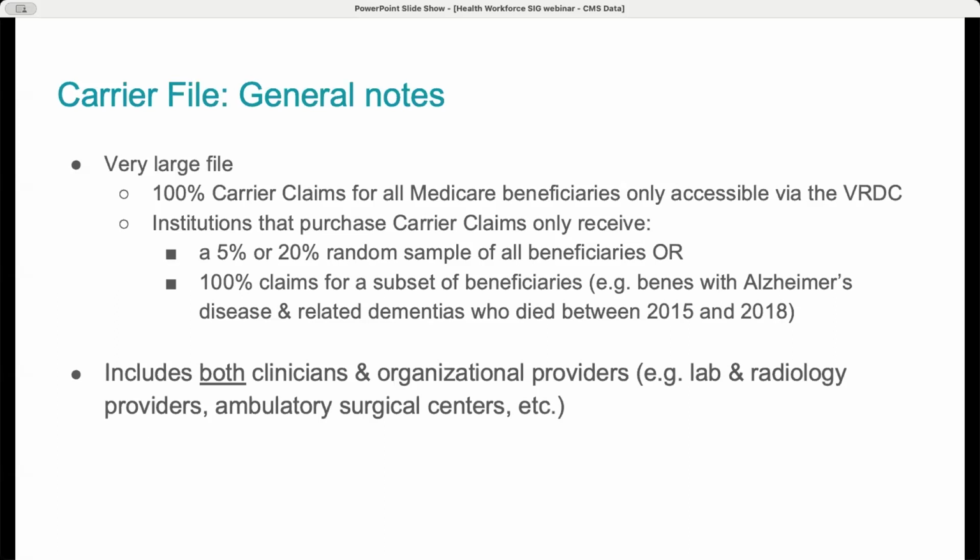And yeah, so again, it's both clinicians and organizational providers. So like lab and radiology providers are in there, ambulatory surgical centers. So you have to do a lot of manipulation to the data if you're specifically interested in clinicians to get your sample down to the clinician level. Next slide.